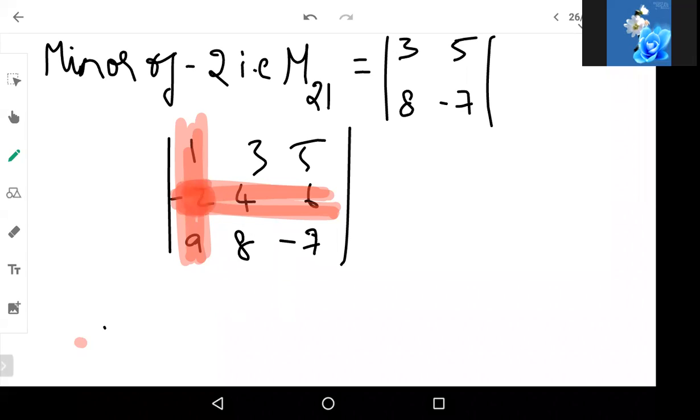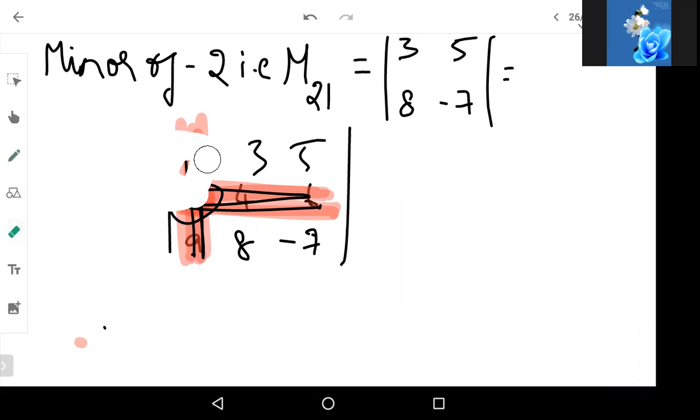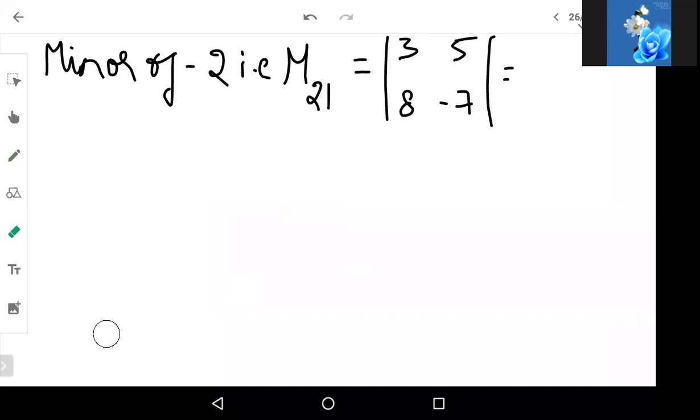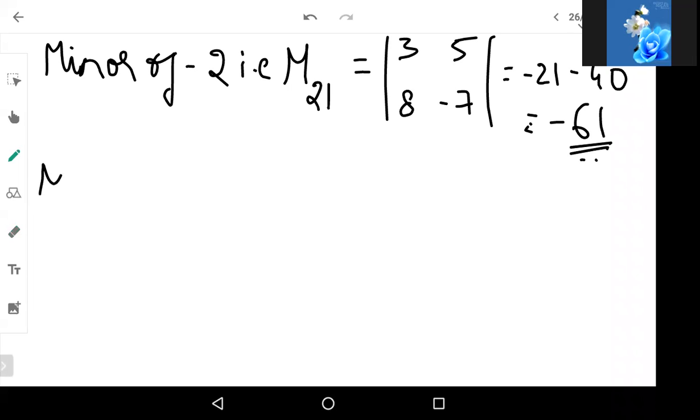Did you understand? For the second row, how do you do it? Find out which number, that row and that column, should go away. Okay. Now find the value of the determinant here. -61. Very good. So 7 3s are -21, and then -5 8s are 40. So you get -61. I'm doing it directly. That's all. Okay. Now let us go for the next element.